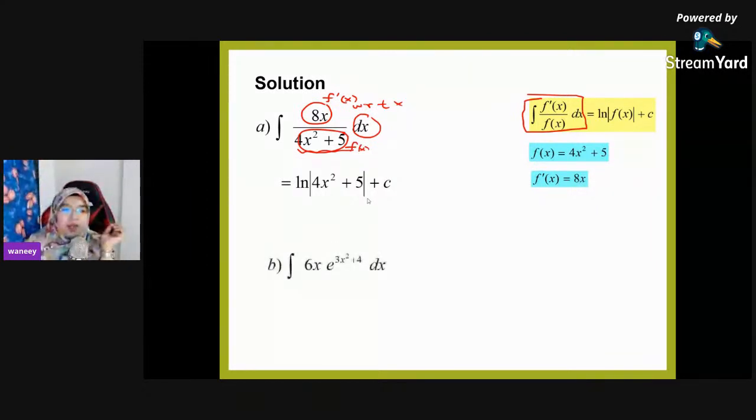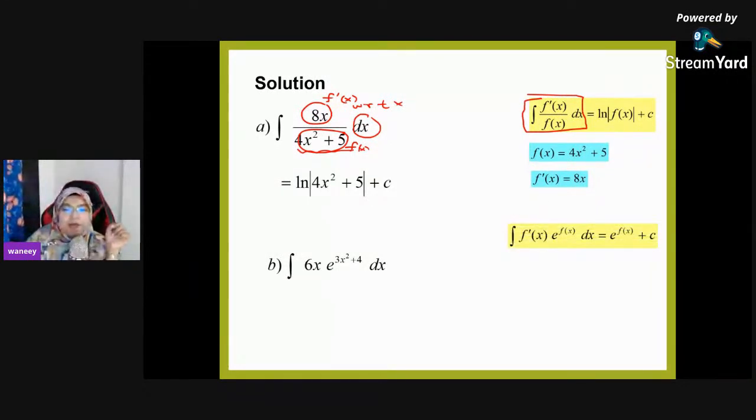Okay, the second one. We have to integrate 6x e to the power of 3x squared plus 4 dx. Okay, so now referring to the formula. So let's say we have to integrate f prime of x e to the power of fx dx, it will simply become e to the power of fx plus c. So now let us see, can we get them in this form? Okay, so now referring to the power, so that one will become our fx. So fx is equal to 3x squared plus 4. So if I differentiate fx, I'm going to get 6x.